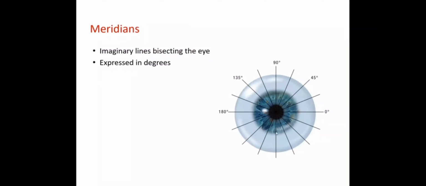Okay, so when we talk about astigmatism, we need to look at the different axes where the astigmatism could exist, right? So from 0 to 180 degrees, right? It's always measured in a counterclockwise direction. Whether it's the right eye or the left eye, it always goes in a counterclockwise direction.